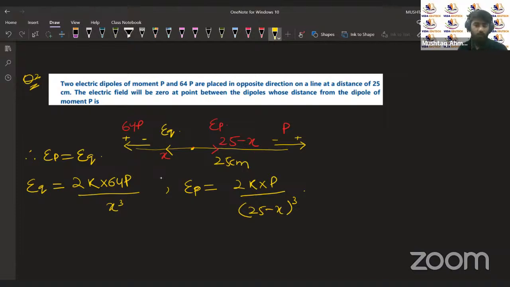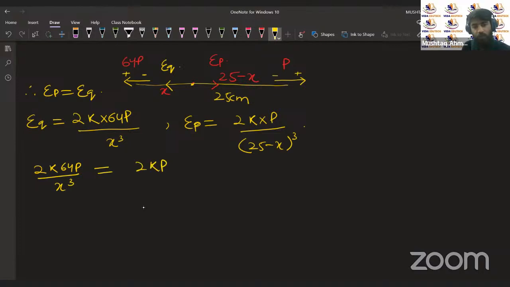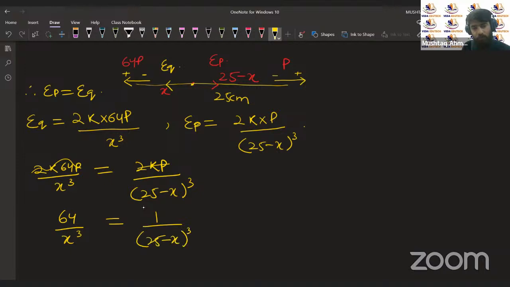25 minus x ka whole cube, right? But let's equate them. So 2q into 64p upon x cube will be twice kp upon 25 minus x ka whole cube, right? So this 2kp and 2kp will go, right? So we'll be left with 64 upon x cube, that's 1 upon 25 minus x ka whole cube, right?